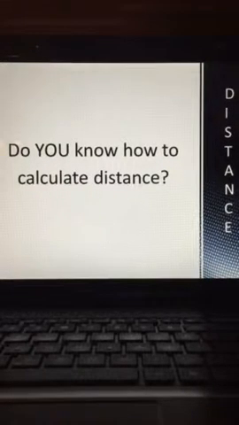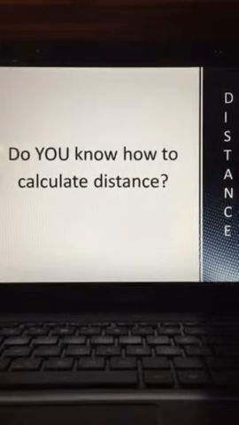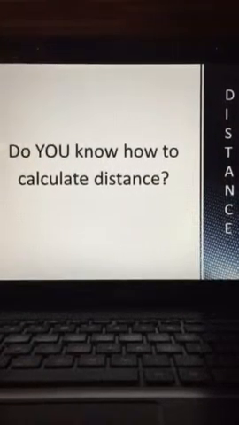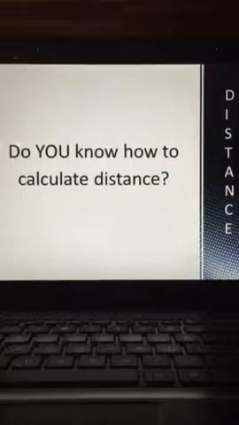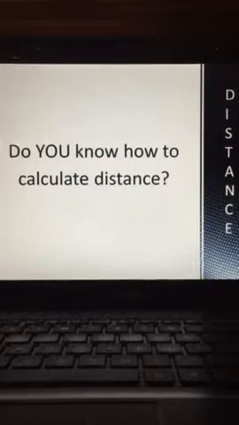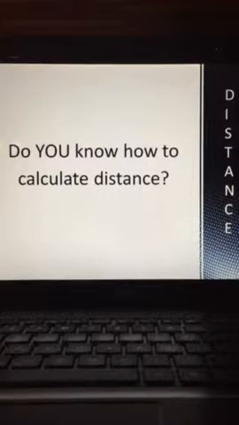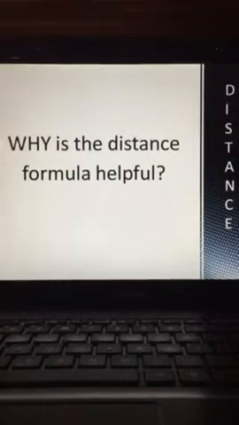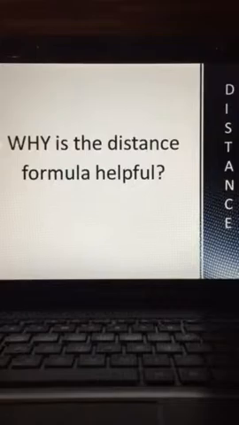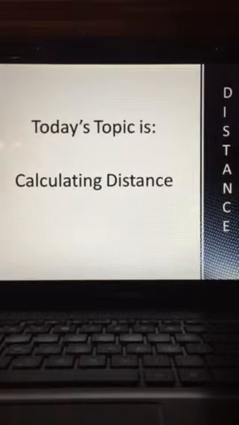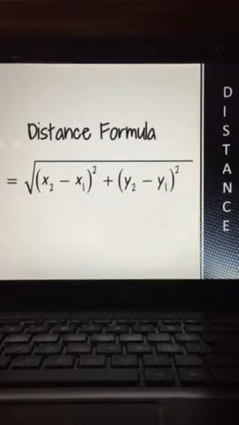Do you know how to calculate distance? And why is the distance formula helpful? Hey friends, this is Clay Davis, and today I will be answering these questions that focus on my topic, calculating distance. To help explain the process, I'll be using the geometric formula. d equals the square root of (x2 minus x1) squared plus (y2 minus y1) squared.